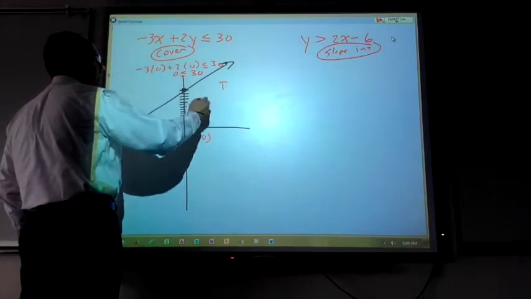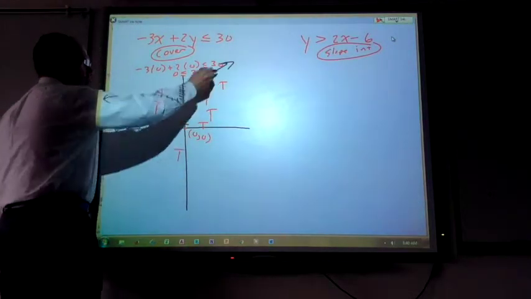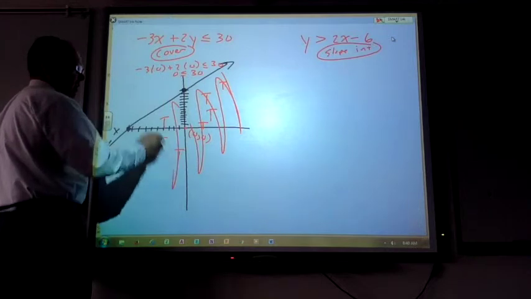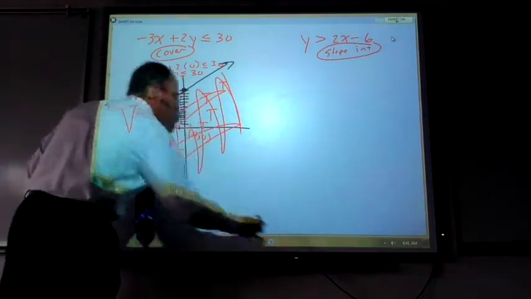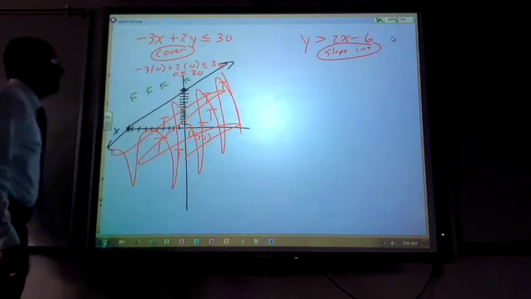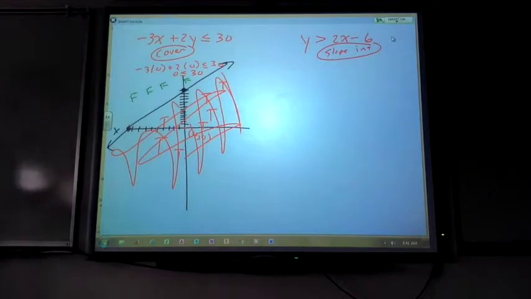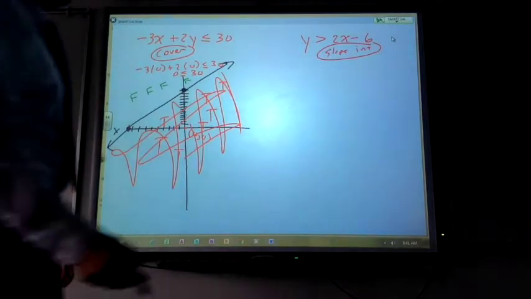That's true. So that means everything down here is true. So if everything down here is true, I'm going to shade this region down here. What is everything above the line going to be then? False. Do I shade the false? No. Okay. So you have a cover method you might have to use on some, and then others might be set up as slope-intercept form.